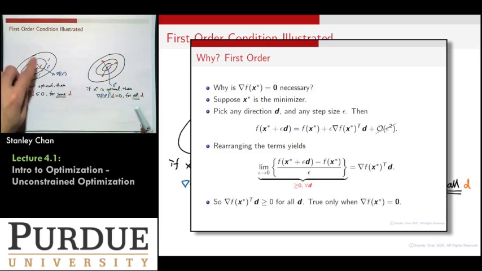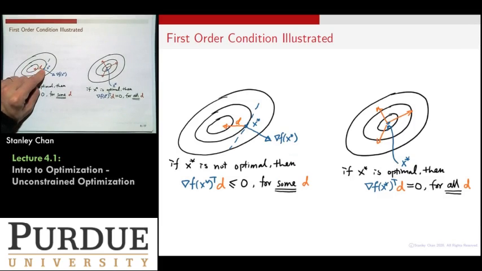So here is a diagram. If you are not at the optimum point, you're at x star, you're not at the optimum point yet. Then what do you do? Well, you draw the gradient. This is the gradient of f evaluated at x star. And then you draw a d.